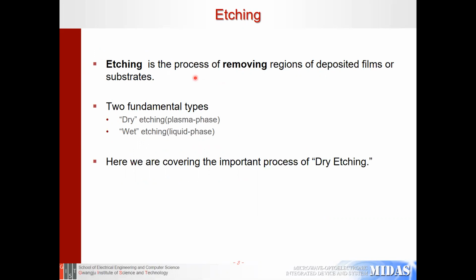So what is etching? Etching is the process of removing regions of deposited films or the substrates. There are two fundamental types of etching. Number one is dry etching, also known as plasma phase etching. Second one is wet etching, called liquid phase etching. So here we are covering the important process of dry etching.